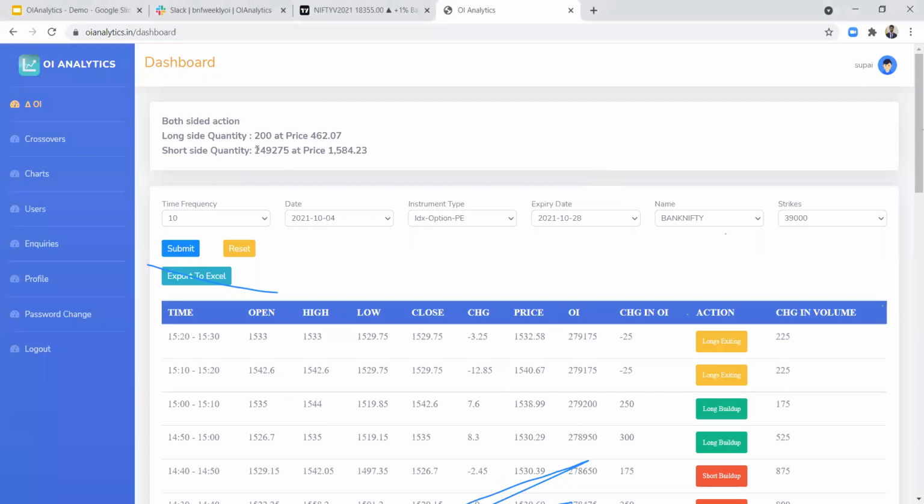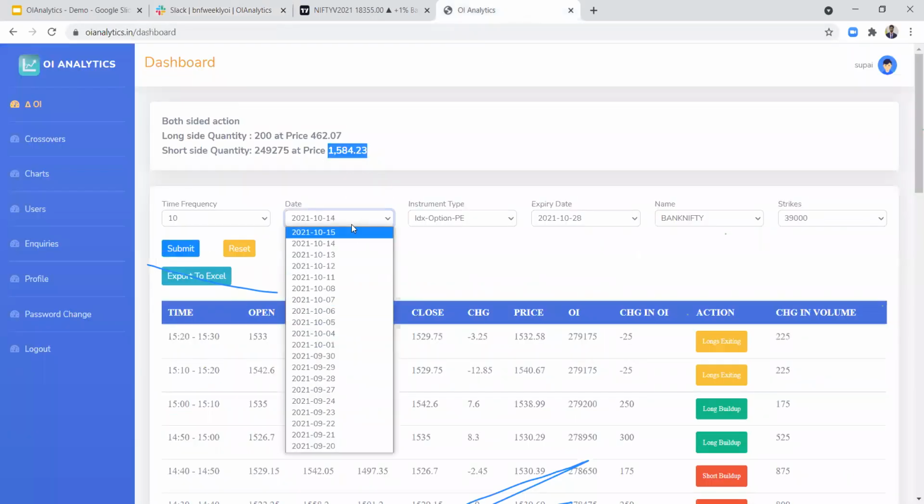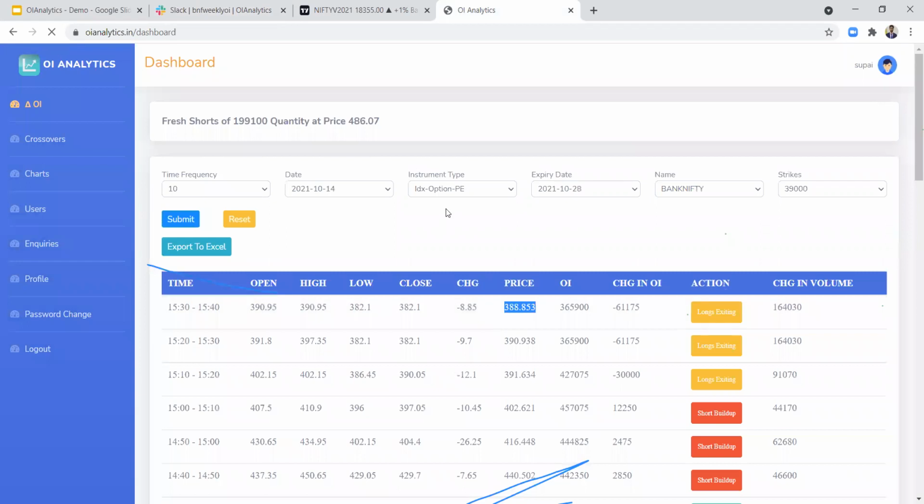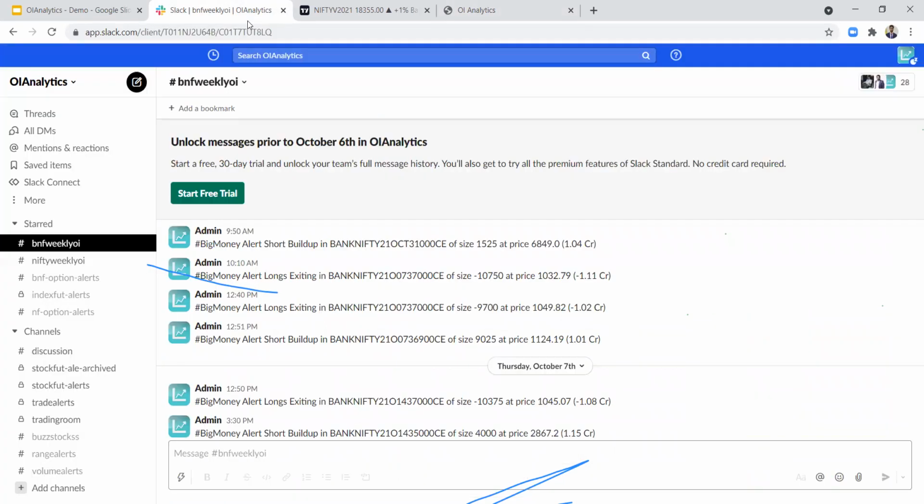So this 39,000 put, on 4th of October we had a 250,000 addition at a price of 1584. This was similar to what we are talking about with the 18,500 put. And today, on the 14th, the price of it is 388. From 1580, it is 380, and still the quantity is getting added. These are the kind of alerts which will give you the exact targets directly from the data points. These are the examples that I wanted to share from very recently, from the last 10 days or so.